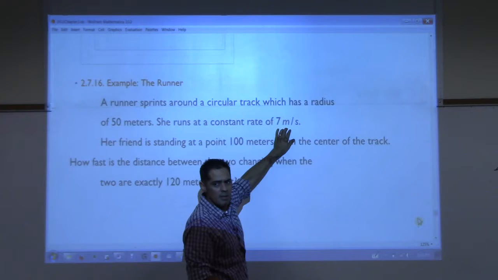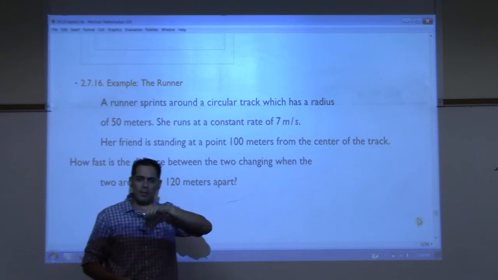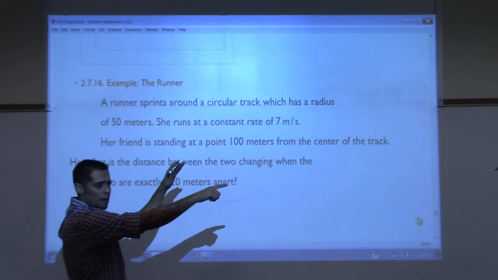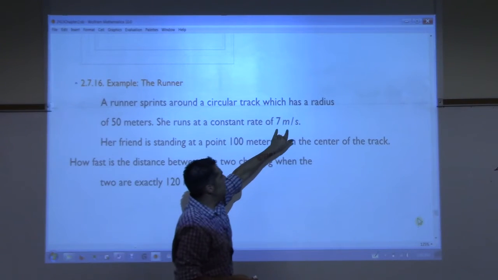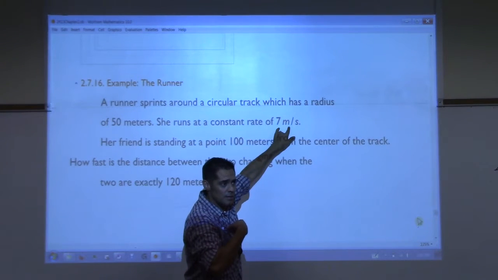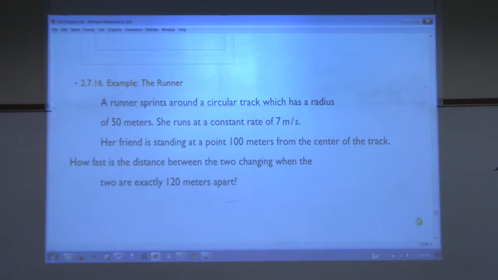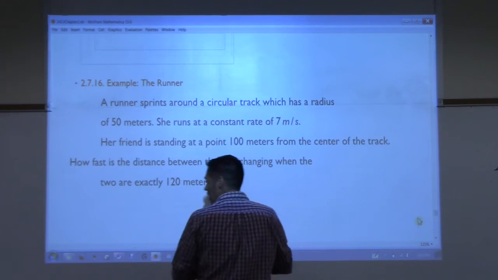She's in motion, as opposed to the previous problem where I said when that runner was 72 degrees, how far away were they, right? How fast the person was running was not relevant to us. Okay, look at the question. How fast is the distance between the two changing when the two are exactly 120 meters apart? Okay. First thing we need to do is try and see if we can get a grip on what's happening here.